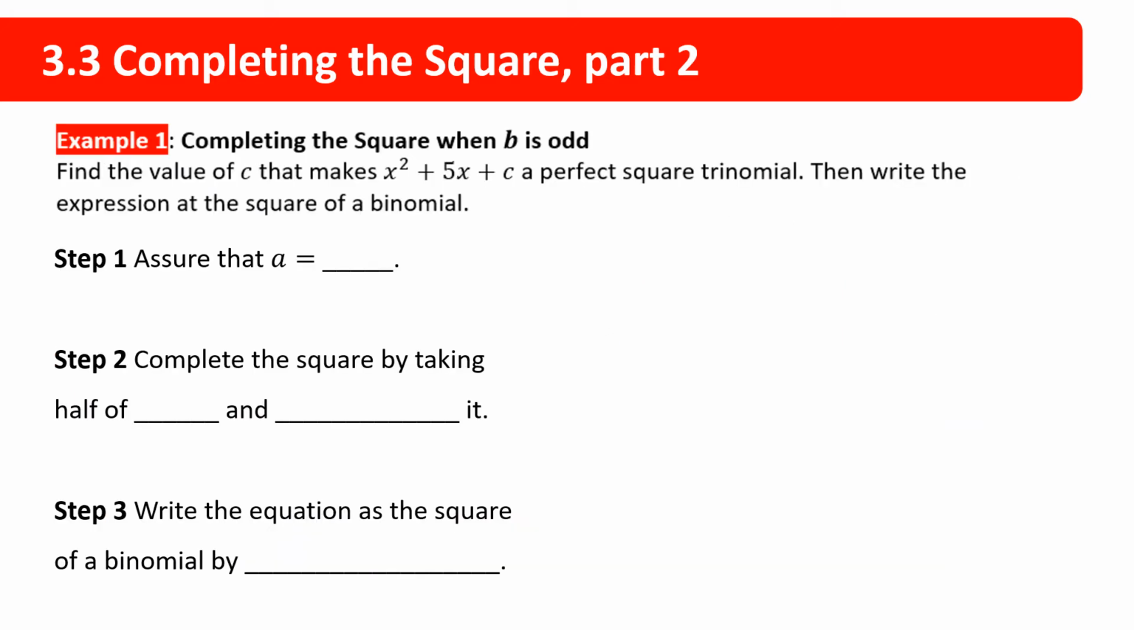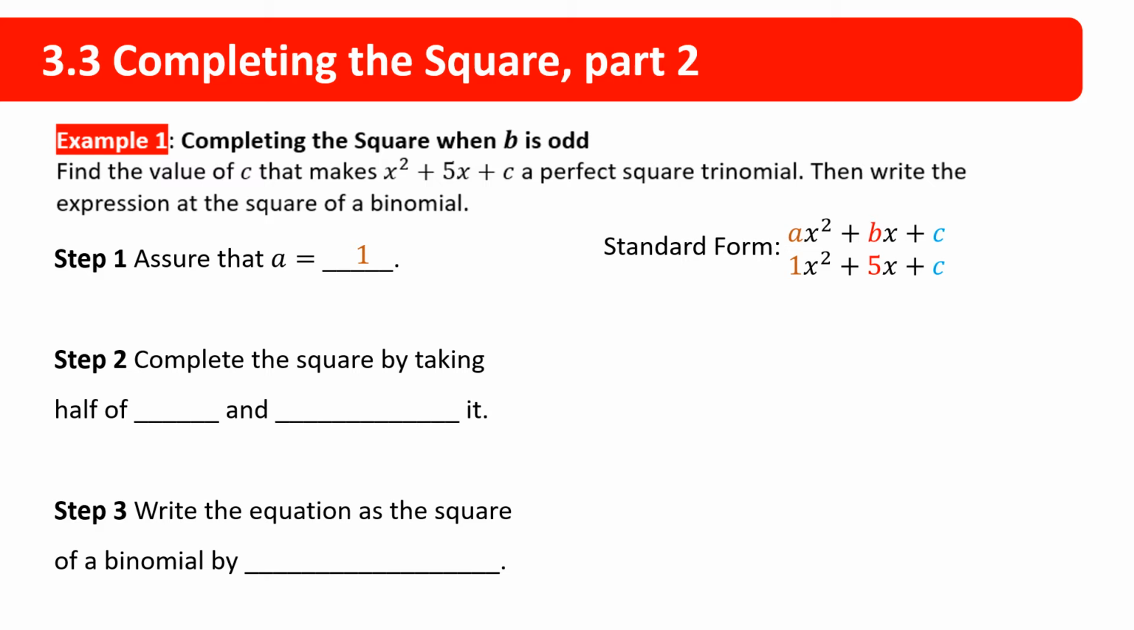Our first example challenges us to complete the square, which we've done in the past. The difference is now our b value is a 5. So the first thing we want to do is just take a look and make sure that we're in standard form, ax squared plus bx plus c, and we want to make sure that a equals 1. It does in this case, so we can proceed, but in the future we're going to have to deal with that.